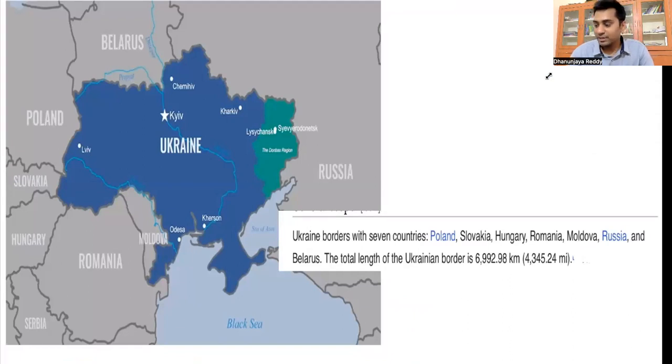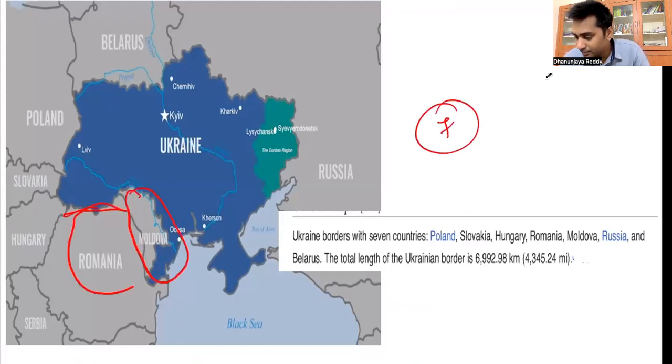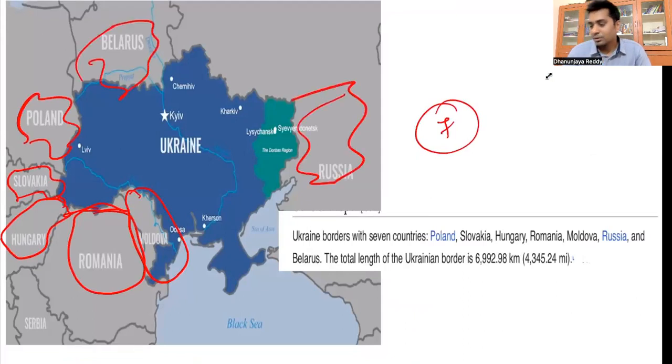Ukraine is bordered by 7 countries. They are Moldova, Romania, Hungary, Slovakia, Poland, Belarus, Russia. And remember, Belarus and Russia are good friends, right? So these are the 7 countries. Again, I repeat: Russia, Moldova, Romania, Hungary, Slovakia, Poland, and Belarus. Belarus and Russia are good friends. They are not members of NATO.